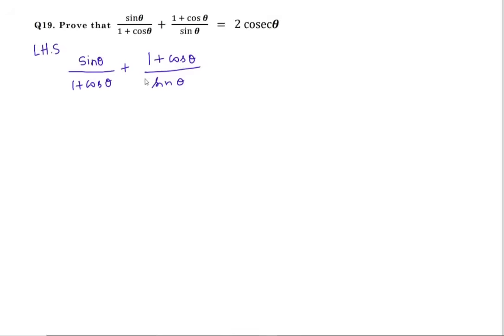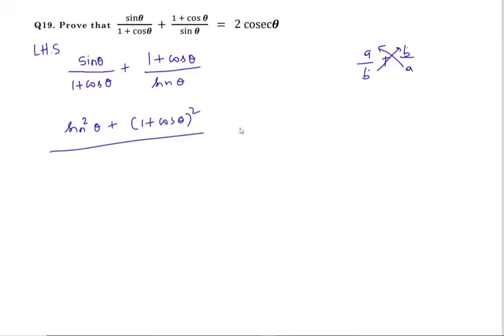Now take the LCM by the butterfly method, that is a by b plus b by a. Use the butterfly method: a into a is a square, that is sin theta into sin theta is sin square theta. The same way, b into b is b square, that is 1 plus cos theta into 1 plus cos theta is 1 plus cos theta whole square, divided by b into a or a into b, that is sin theta by 1 plus cos theta. This you have understood. Just use the butterfly method or take LCM. Sin theta into sin theta, sin square theta. 1 plus cos theta into 1 plus cos theta, 1 plus cos theta whole square. Write the denominator as it is.